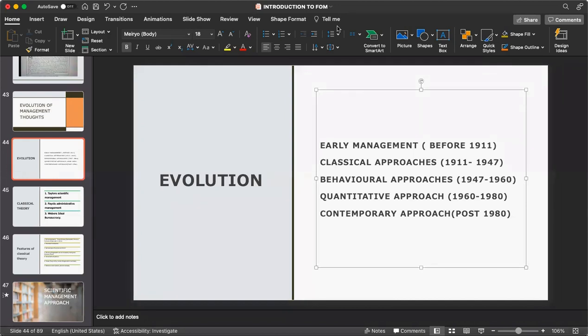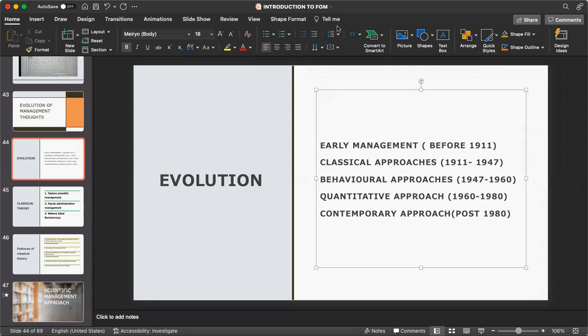Inputs in terms of raw material, human resources, capital, technology, and information will be transformed into output in the form of products and services, financial results, information, and human results. Everything will be transformed from input to output because of the contemporary approach, which talks about employee work activities. So this is the basic evolution I'm talking about: early management, classical approaches, behavioral approaches, quantitative approaches, and contemporary approaches.